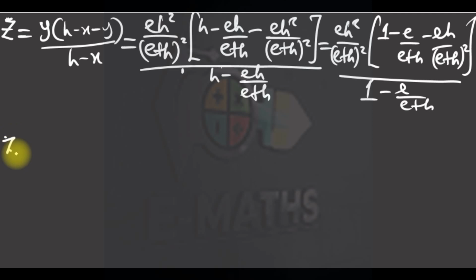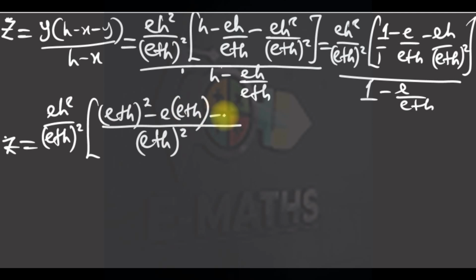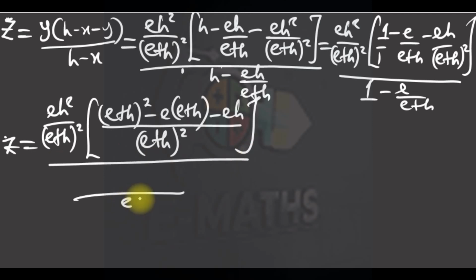So z is now equal to, as you can see, e squared over (e plus h) all squared. The LCM is (e plus h) all squared. This in 1 times that, so we have (e plus h) squared minus e times (e plus h) minus eh, divided by the LCM here, which is e plus h. This in there, so we are left with h.